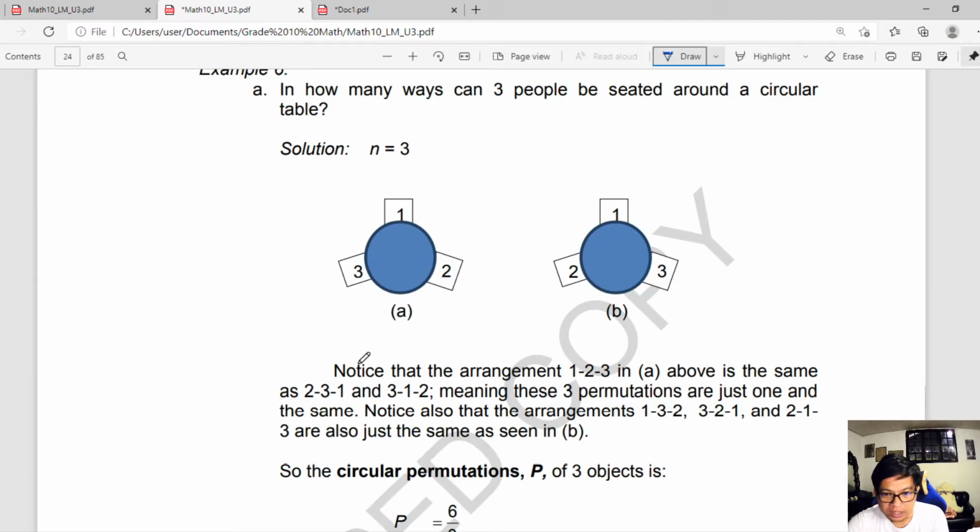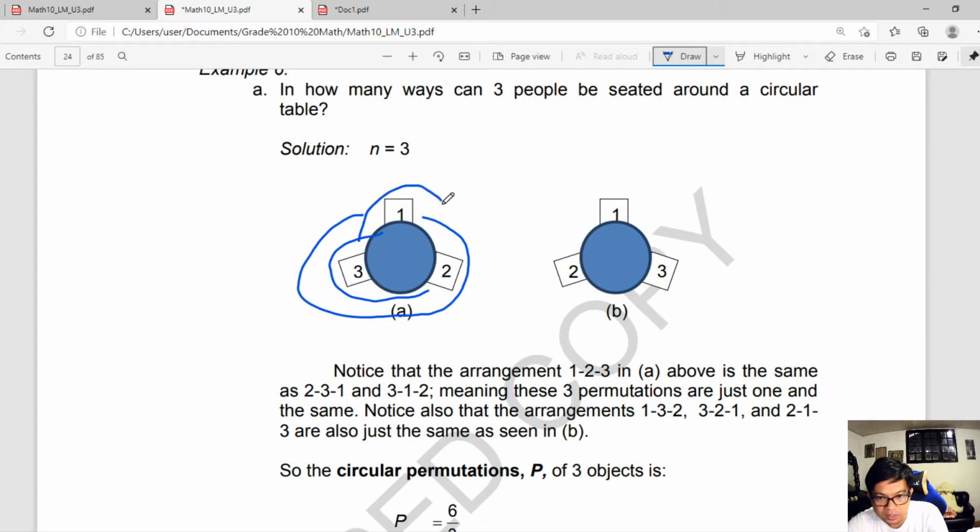Okay. Notice that the arrangement 1, 2, 3 above is the same as 2, 3, 1. So, ito daw, itong 1, 2, 3 na arrangement is also the same as 2, 3, 1 and 3, 1, 2. Meaning, these 3 permutations are just one and the same. And 3, 2, 1. 3, 1, 2. So, the same lang sila, diba?